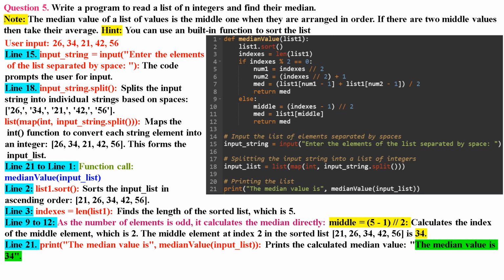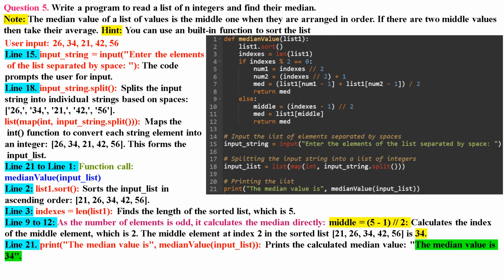Function call. median_value of input_list. Line 2. List1.sort function. Sorts the input_list in ascending order, list containing elements 21, 26, 34, 42, 56. Line 3. indexes equals len of list1. Finds the length of the sorted list, which is 5.